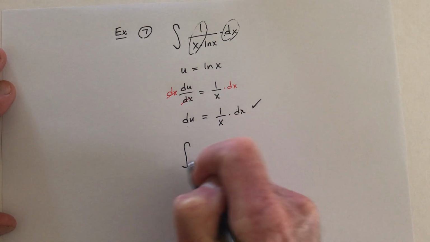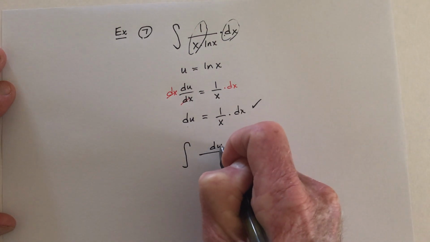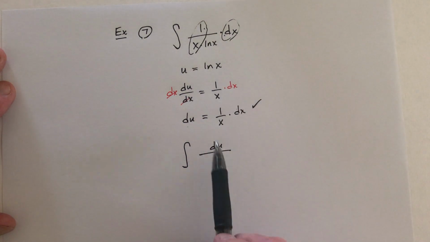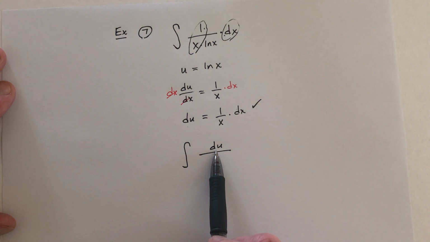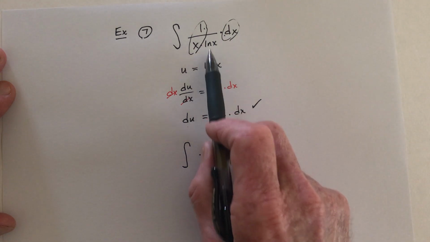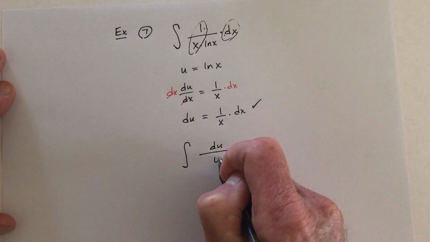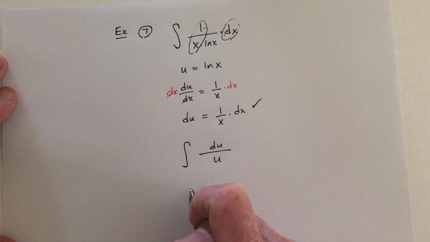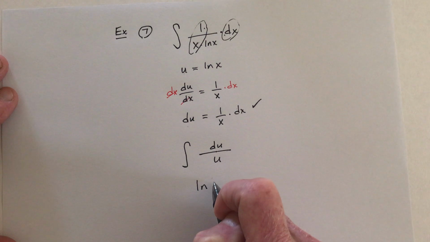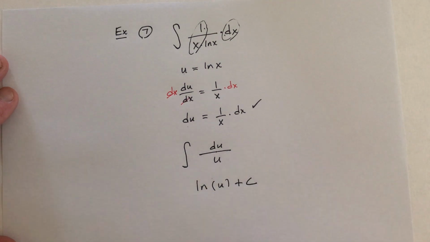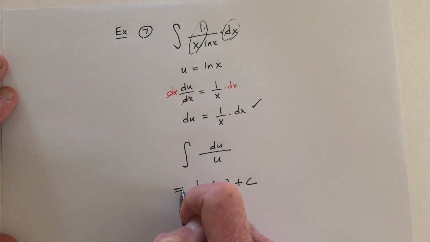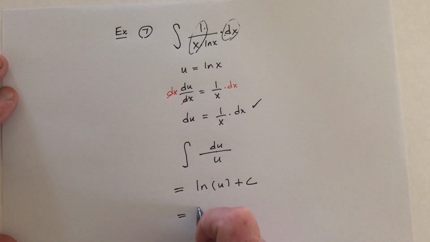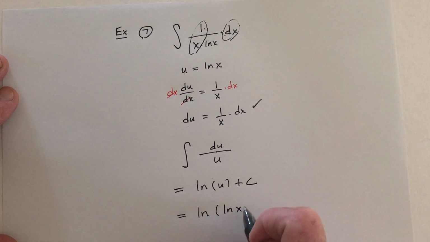So on the top, all of that gets replaced with just du, and that takes care of this and this and this. It gets replaced with just a du, so it's definitely simpler. Then on the bottom, there's this natural log of x, and that's what u equals. This definitely became simpler because this came from the derivative of natural log, so the antiderivative is the natural log of u, plus c. Then replace what u is equal to, so it's the natural log of the natural log of x, plus c.